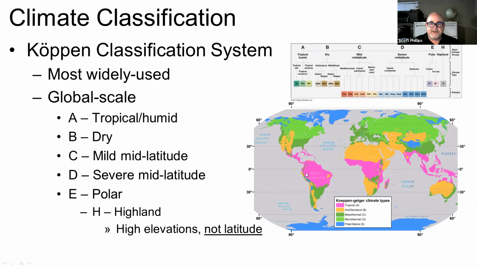A are tropical climates because they're near the equator, near the tropics. B are the dry climates, deserts and grasslands. C are the mild mid-latitude climates. They're the ones that don't get so cold. And the D are the severe mid-latitude climates, the ones that get really cold in the wintertime. And the E are just straight up cold climates, polar climates, right?